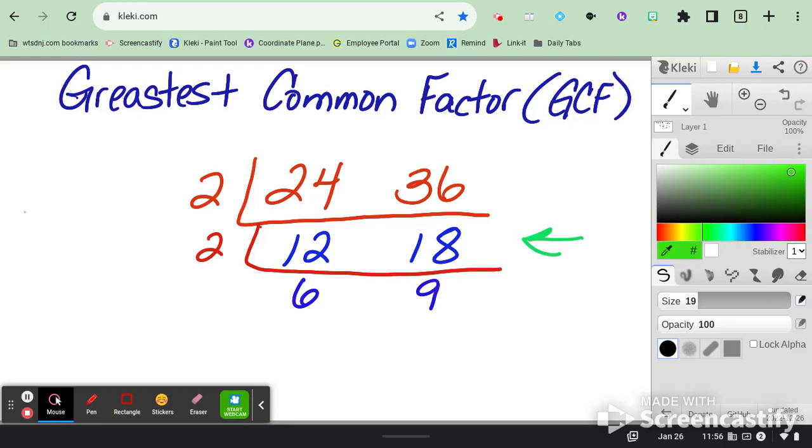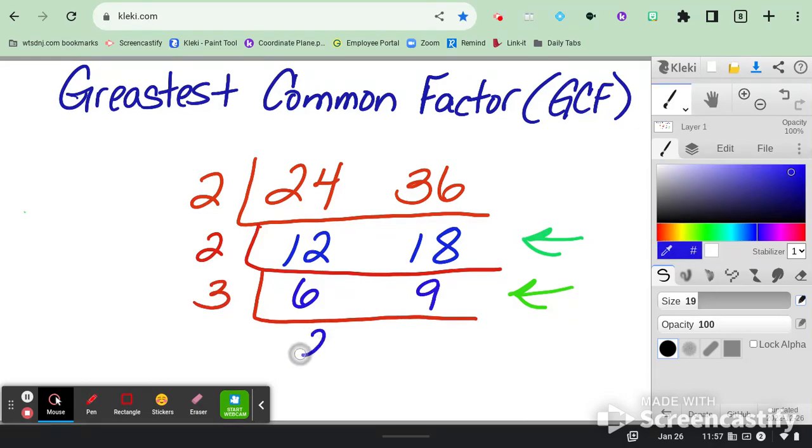So now I'm looking at 6 and 9. Are 6 and 9 divisible by the same number? Well, I happen to know that they're both divisible by 3. So I can put a 3 out here. 3 goes into 6 2 times, and 3 goes into 9 3 times. So now I'm down to 2 and 3. Does the same number go into 2 and 3? Well, no, only 1, and we're not allowed to use 1. So I'm done with the problem down here.